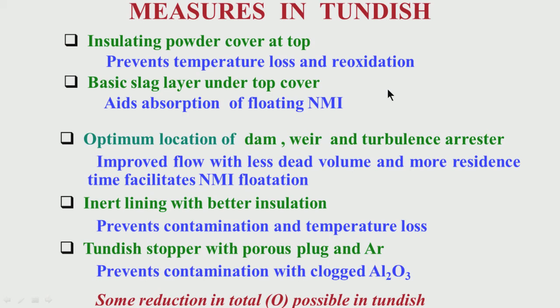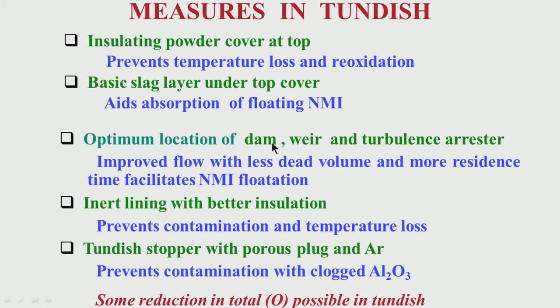So we have to be careful about that. Now I have mentioned the dam and weir and the turbulence arrestor. So all these flow control devices, where do you put them? So here is a question of doing some mathematical modeling of the tundish.